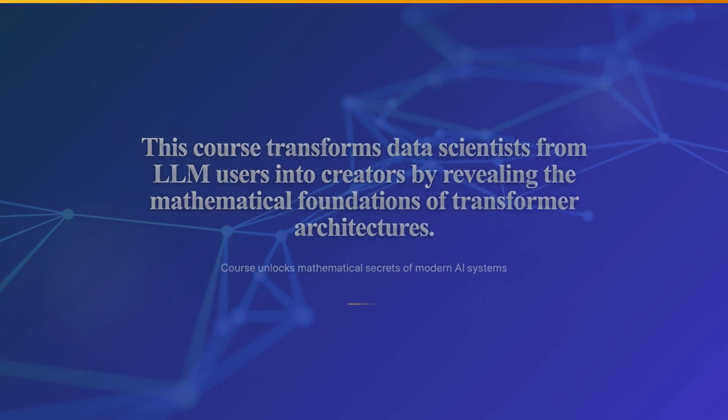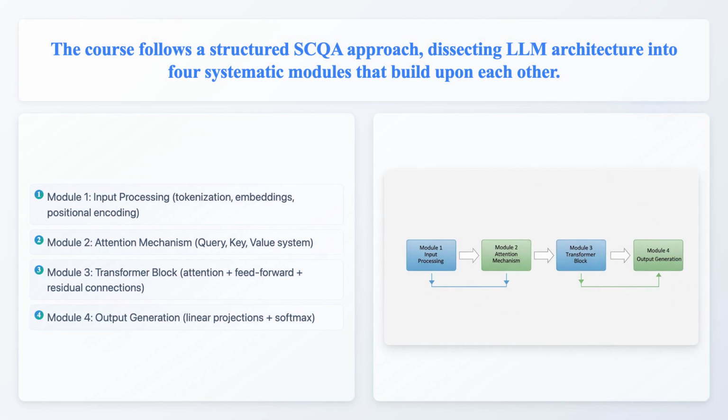Let's begin. Here's our roadmap to transformer mastery using the SCQA framework. We face a situation. LLMs are incredibly powerful, but their inner workings remain opaque to most data scientists. The complication? True innovation in AI requires deep understanding, not just API calls. This raises a critical question. How do we decode the mathematics that makes these models work? Our answer lies in systematically dissecting the architecture into four fundamental stages.